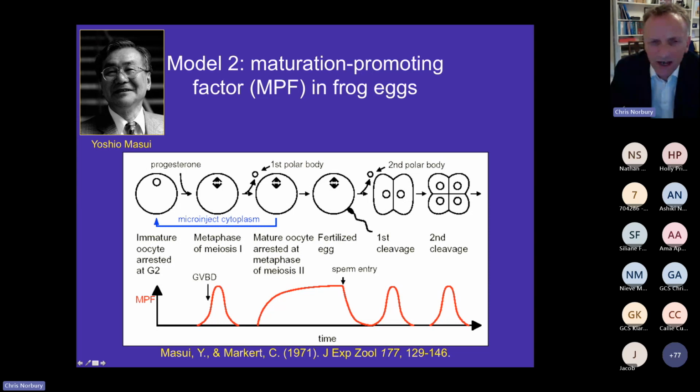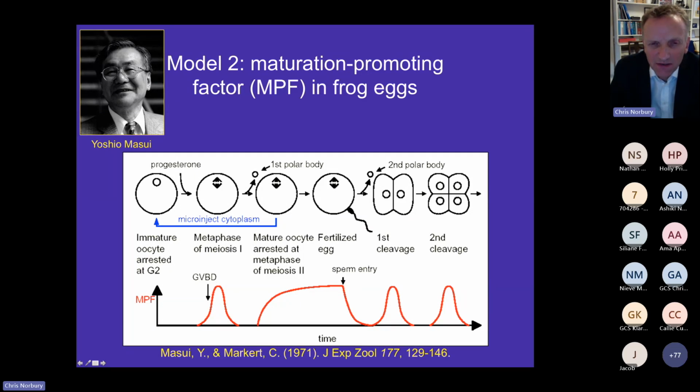As soon as they're fertilized, the zygote will go through rapid cleavage divisions in the early stages of embryogenesis. And Masui's observation was that you could extract oocytes from the frogs surgically, and then you could bypass the requirement for progesterone stimulation by taking cytoplasm from the mature egg and injecting it into the immature oocyte, and that would induce this process of meiotic maturation.